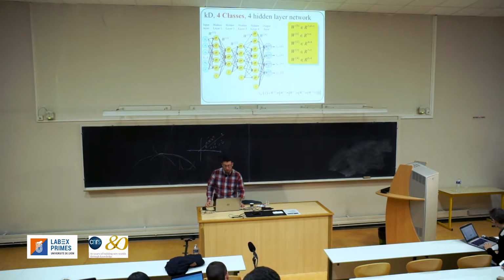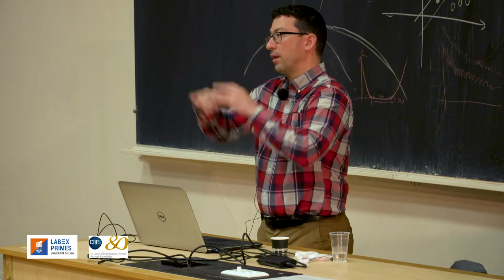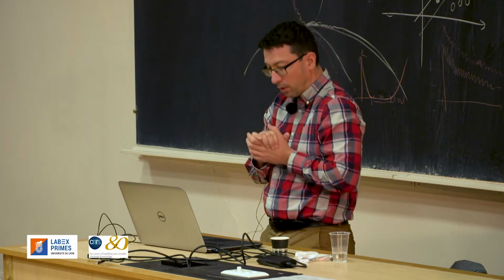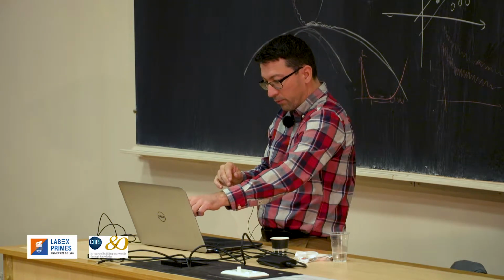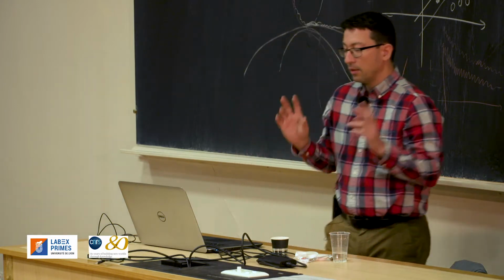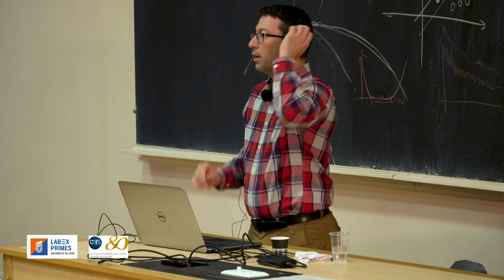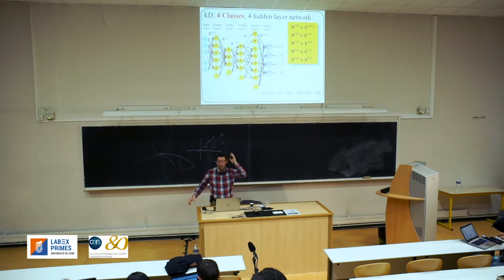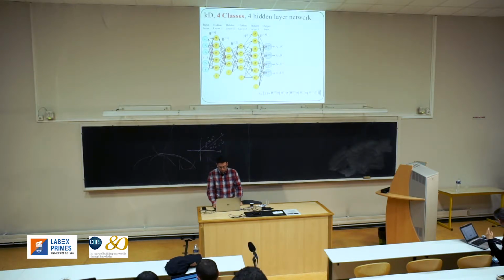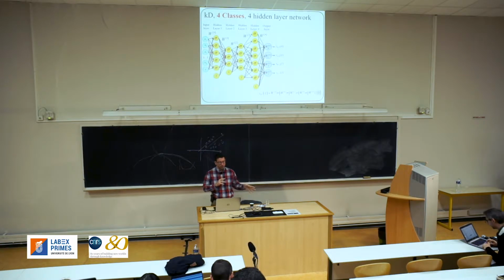And each of those neurons, again, implements a dot product. So it's a hyperplane in this, here would be 8-dimensional space. So you have four hyperplanes in the 8-dimensional space, because you have four classes. And so if that's your architecture, k-dimensional input vectors, four classes, four hidden layer network, if that is your network, that's it, okay?